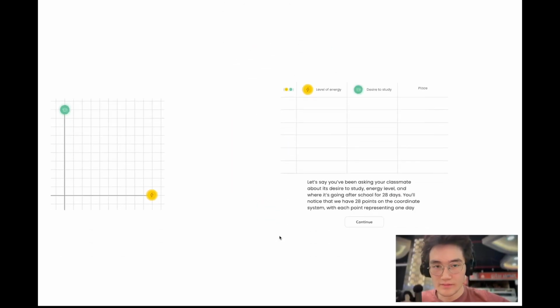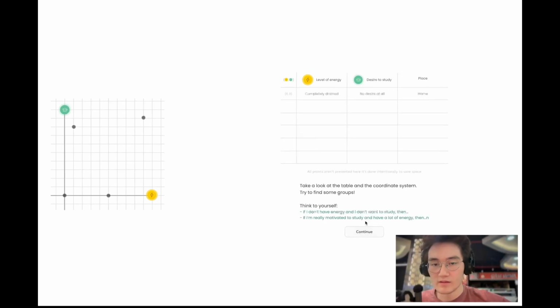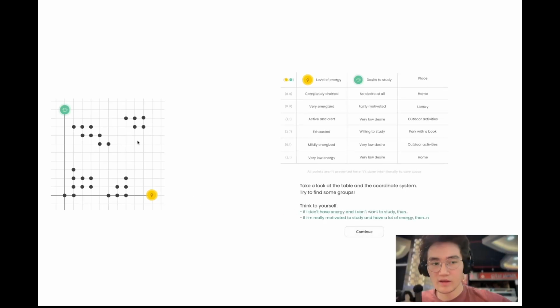Okay, let's continue. Let's say you've been asking your classmate about their desire to study, energy level, and where they're going after school for 28 days. You will notice that we have 28 points on the coordinate system, with each point representing one day. Yes, here we see 28 points. So not all points are presented here. It's done intentionally to save space. I mean, here I didn't show the entire list. So take a look at the table and the coordinate system. Try to find some groups.